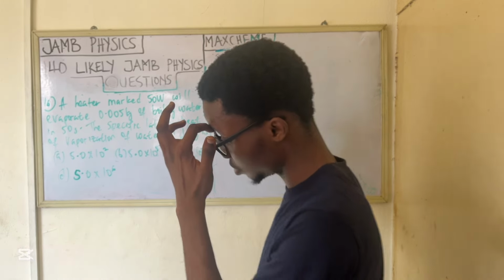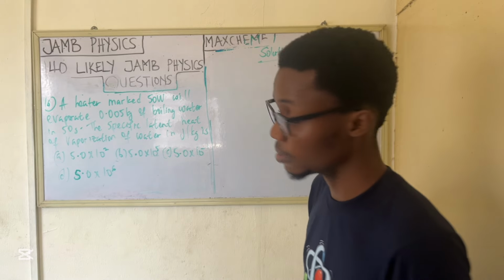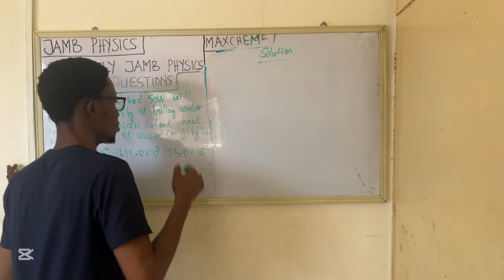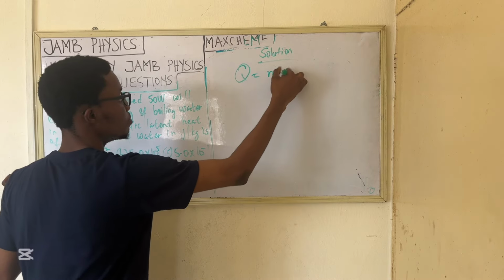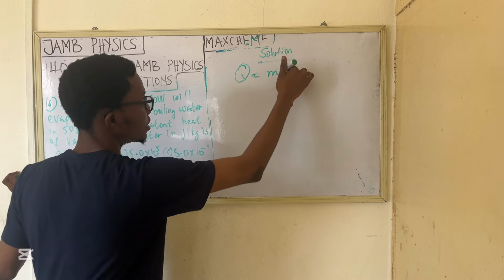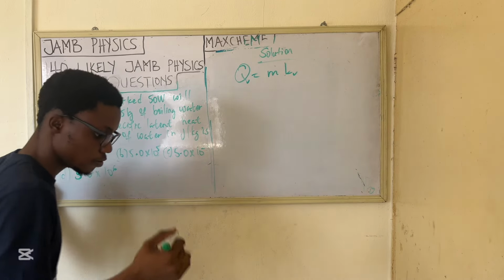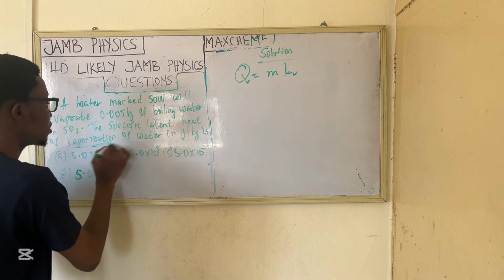So if you come across a question like this in JAMB, it's actually under specific latent heat of vaporization. This is the formula: Q is equal to mL. Now this L here is the latent heat of vaporization. This Q here is the quantity of heat required for vaporization, because we are talking about vaporization in this question.